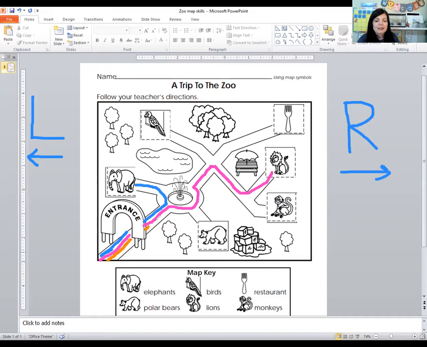I'm going to come into the zoo and go around the fountain, and I have a decision to make. Will I go to the left or to the right to see the bird?